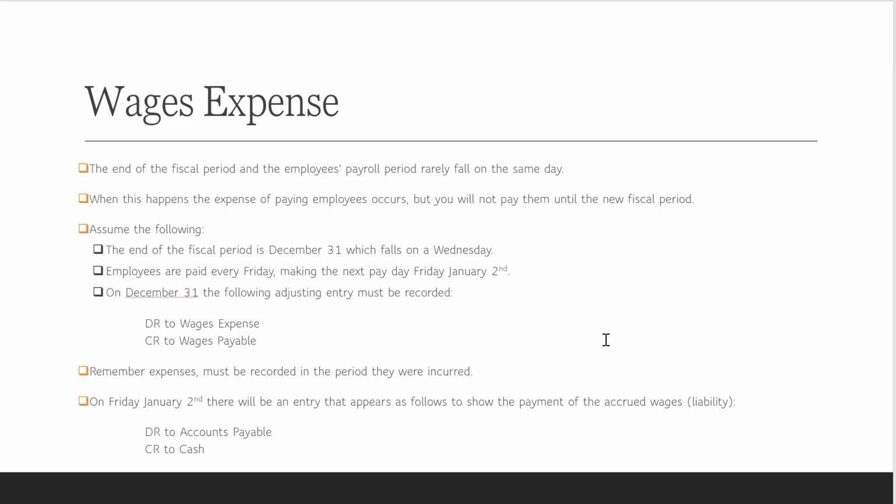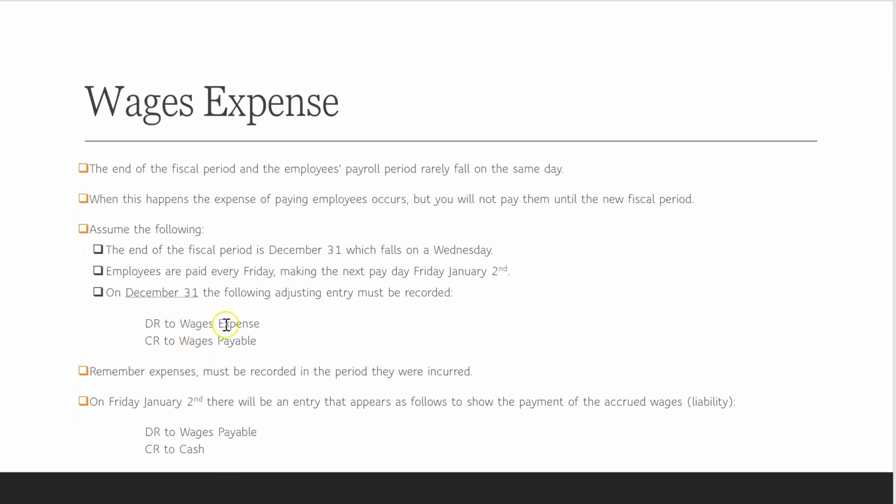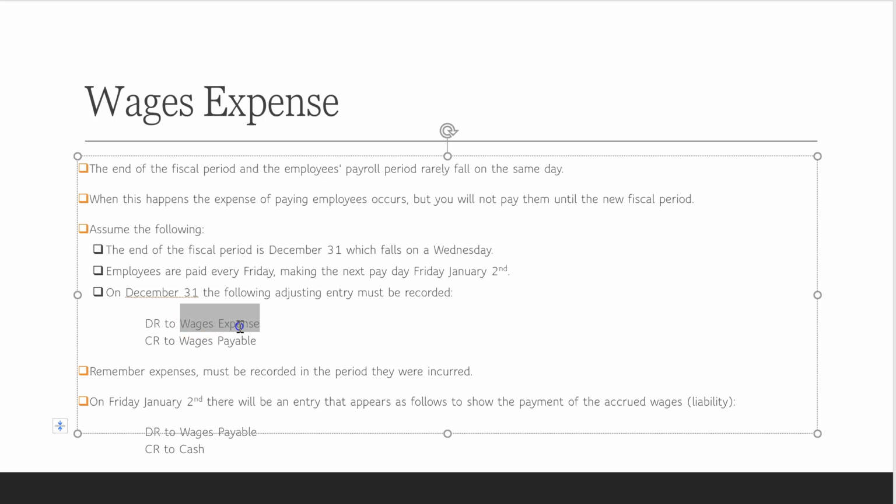And then what happens on January 2nd is we're going to debit accounts payable. Actually, that should say wages payable. Should not say accounts payable. We're going to debit wages payable to take that specific liability off the books, showing we no longer owe it, and we credit cash. Notice there's nothing happening in the new fiscal period with this wages expense.